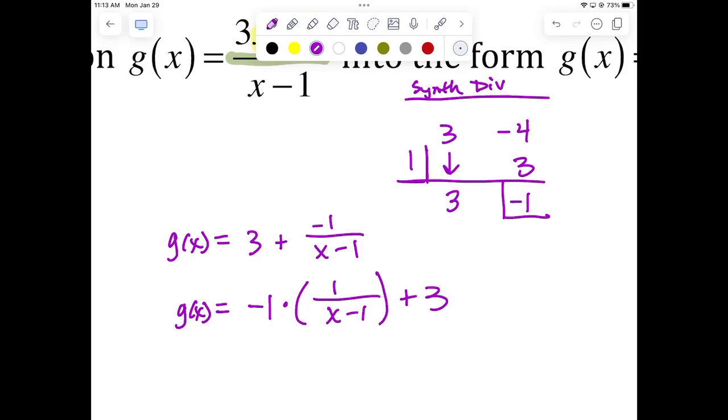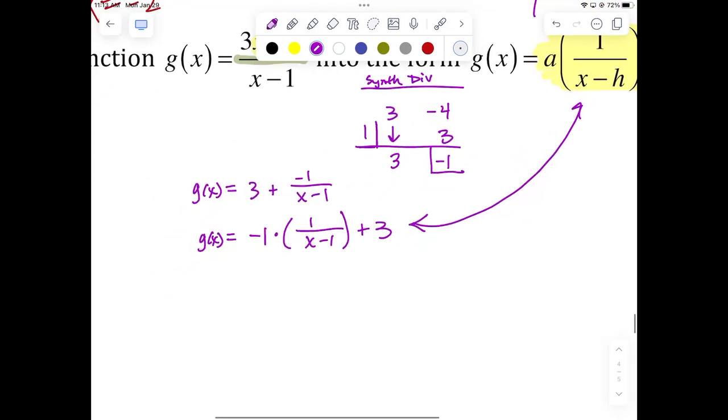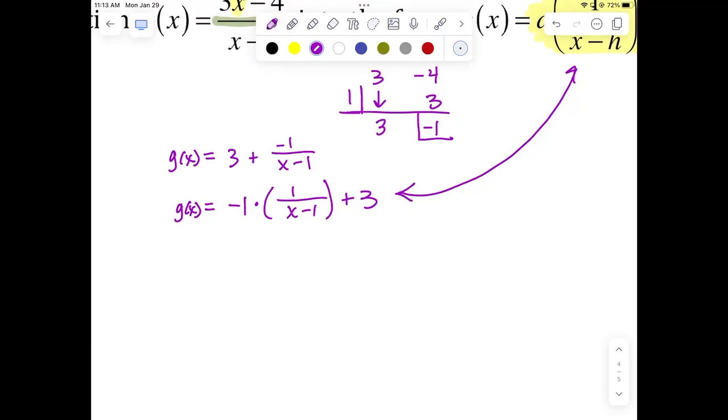See that? Did I write it in that form? Is that the form it wanted? That's the form it wanted. Are we done with that problem? Yeah, we should probably graph it, though, just to go above and beyond. It's always fun to go above and beyond.